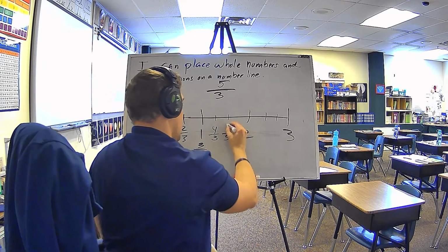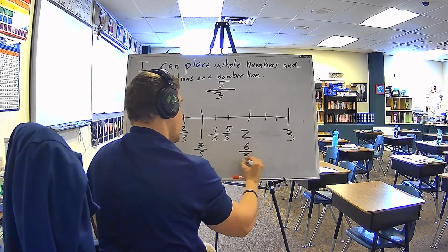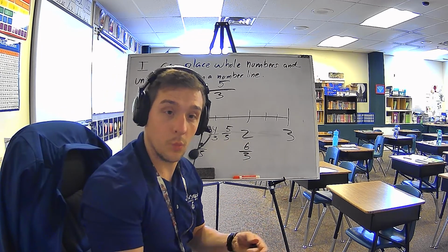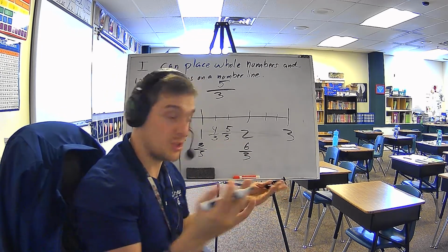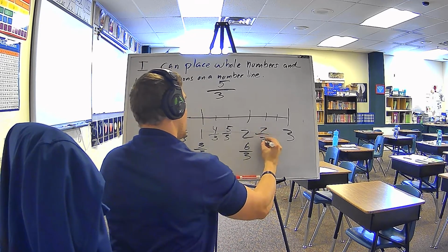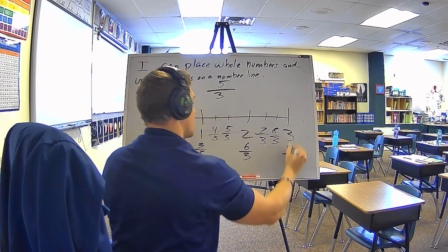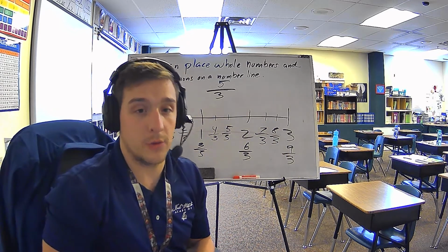Let's just finish it just so we can get into the habit of it. 2 would become, next one is 6/3. 6 divided by 3 is 2, or what times 3 equals 6? It's 2. Next one, 7/3, 8/3, and the last one, 9/3, because 9 divided by 3 is 3.